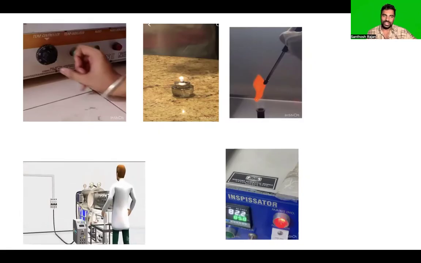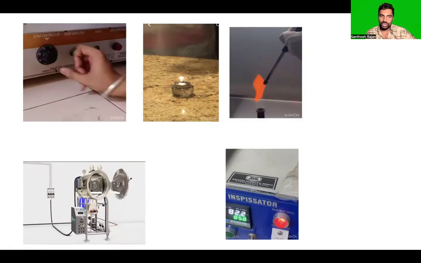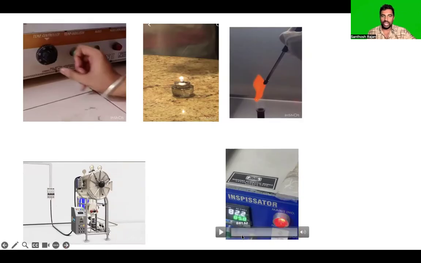This is an autoclave. So this technician is putting all the instruments into the autoclave and he is closing it. This is the horizontal one. We have vertical also, which is used in the clinics. This horizontal is used in the hospital. Okay, we'll talk about it.